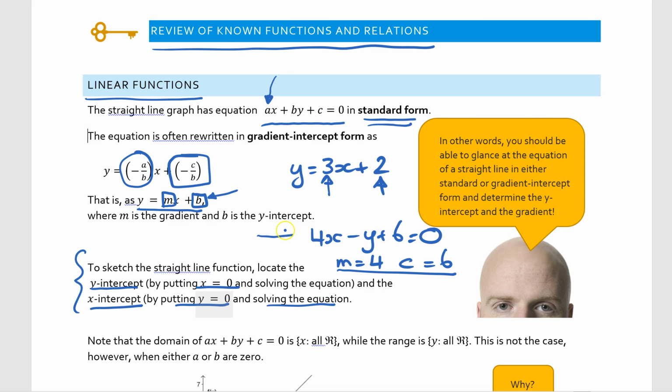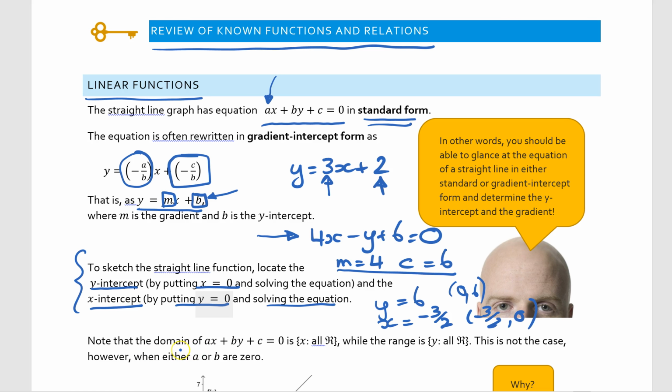So again, if we just glance back at this one, 4x minus y plus 6 equals 0, if we put x equals 0, that gives us y equals 6. So that's our y-intercept. If we put y equals 0, that gives us 4x plus 6 equals 0. So 4x equals minus 6, x equals minus 6 on 4, or minus 3 on 2. So that will be our x-intercept. And with those 2 points, the point (0, 6) and the point (-3/2, 0), that's sufficient for us to plot the line.